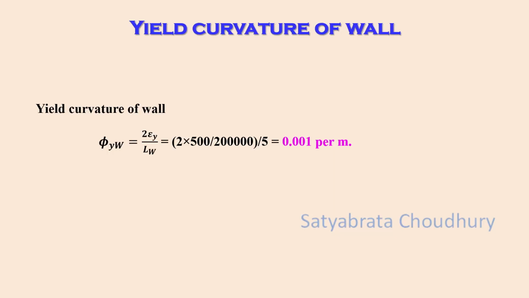Yield curvature of the wall phi yw is given by simple formula 2 epsilon y by Lw. Epsilon y is the yield strain of the steel, so it is equal to Fy by Es. In this case it is 500 divided by 10 to the power 5 in Newton per millimeter square unit. So finally you get the phi yw curvature, yield curvature of the wall is 0.001 per meter. So this yield curvature or any yield value, yield rotation, etc. indicate the end of the elastic zone. So here the inelasticity sets in, and that's why it is the yield point. So this is your yield curvature.